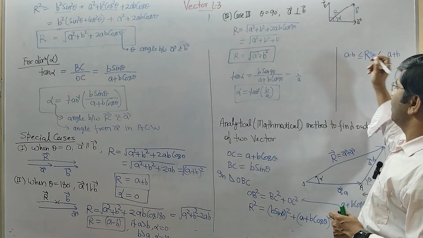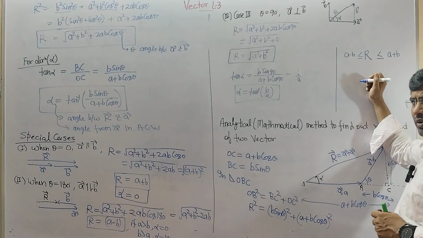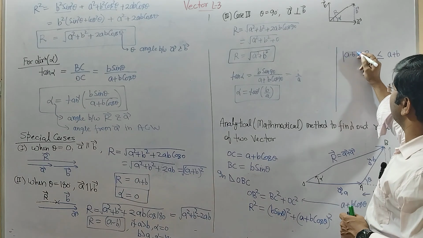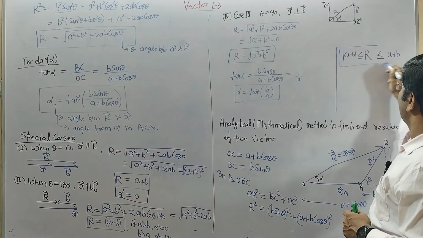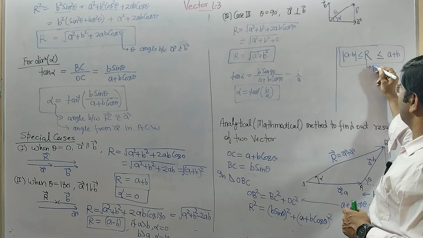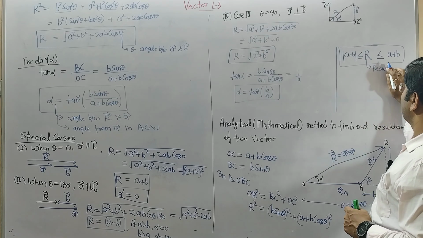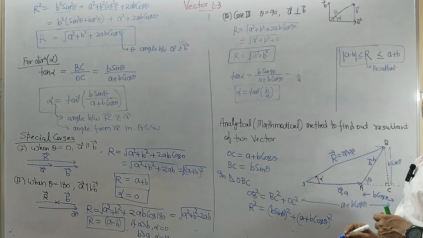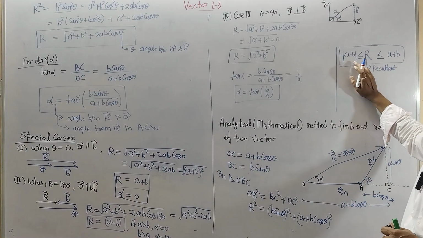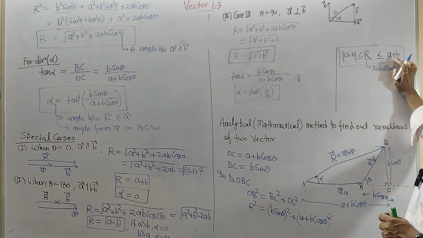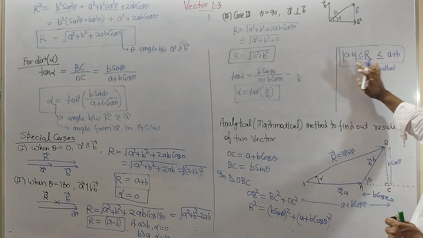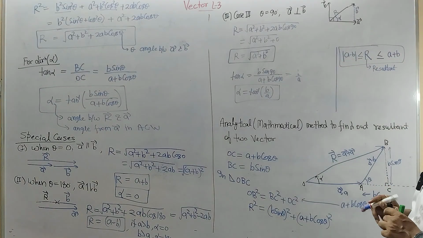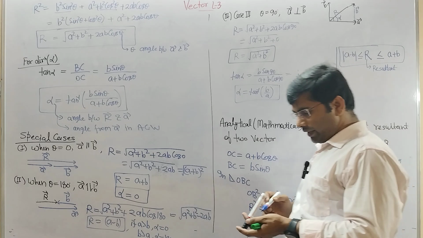But if b is greater, then what will we do? If b is greater, this will be b minus a. So better I put a mod here. So the resultant will always lie between mod of a minus b and magnitude of a plus b. If a is greater, then it will lie between a minus b and a plus b. Okay, so this is all about the concept, the analytical method.